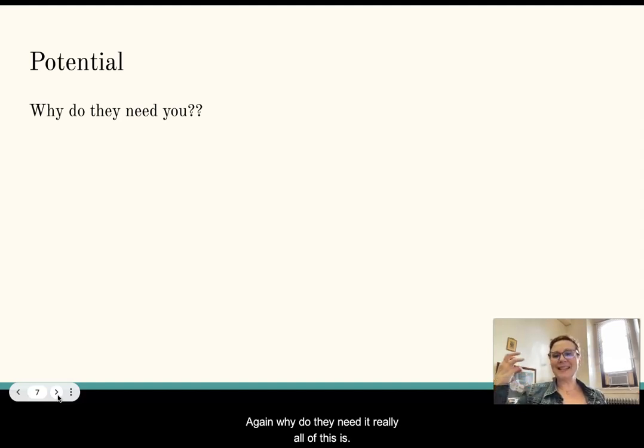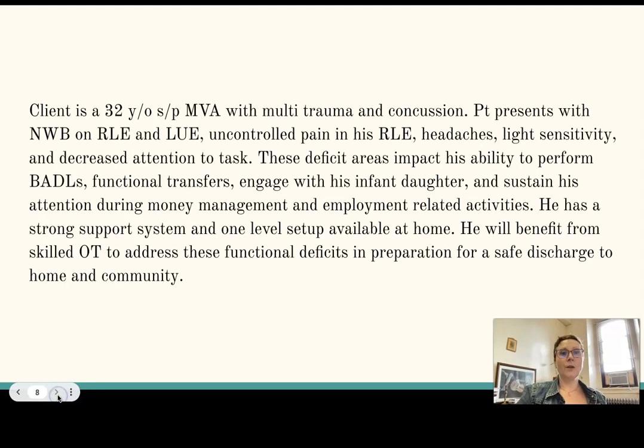Really, all of this is pulling together everything that you've seen. What did you see? How did they perform? And then how will they benefit from seeing you? So here's an example. The client is a 32-year-old male.